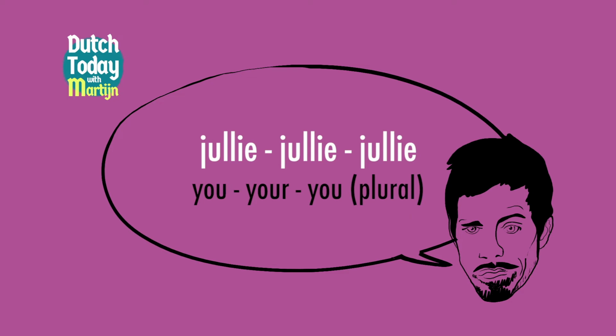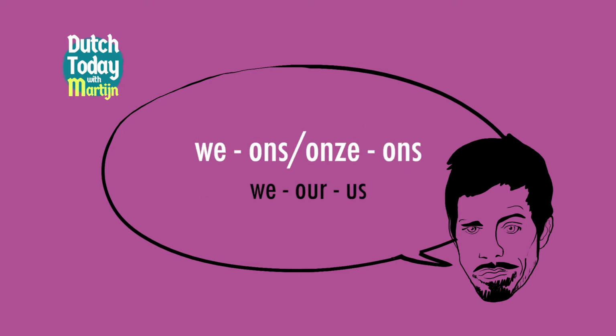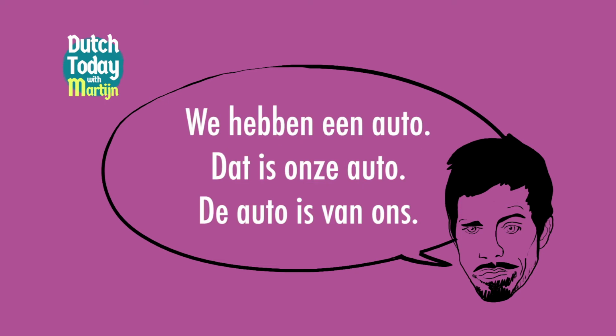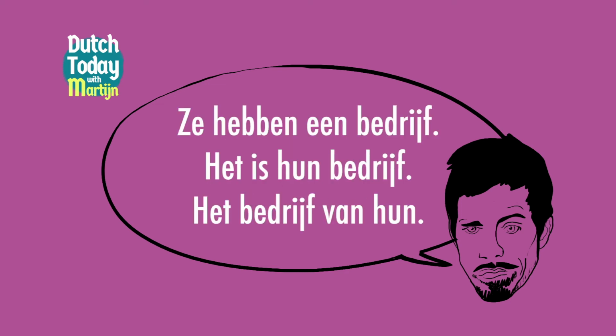Jullie, jullie. Jullie hebben een appartement. Dat is jullie appartement. Het appartement is van jullie. We, ons, onze, ons. We hebben een auto. Dat is onze auto. De auto is van ons. Ze, hun, hun. Ze hebben een bedrijf. Dat is hun bedrijf. Het bedrijf is van hun.